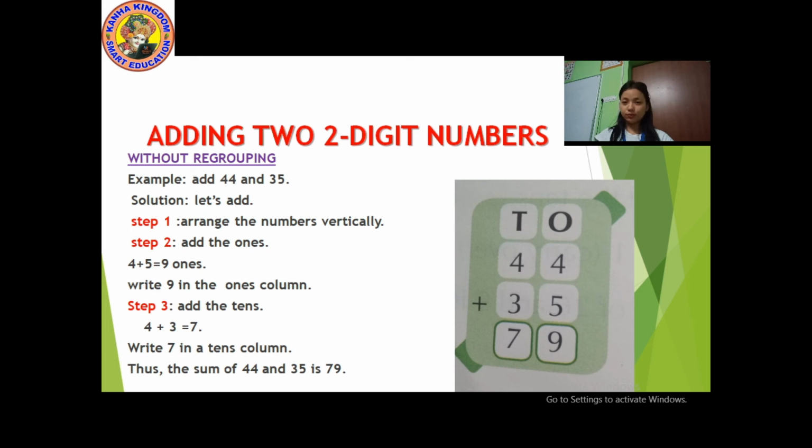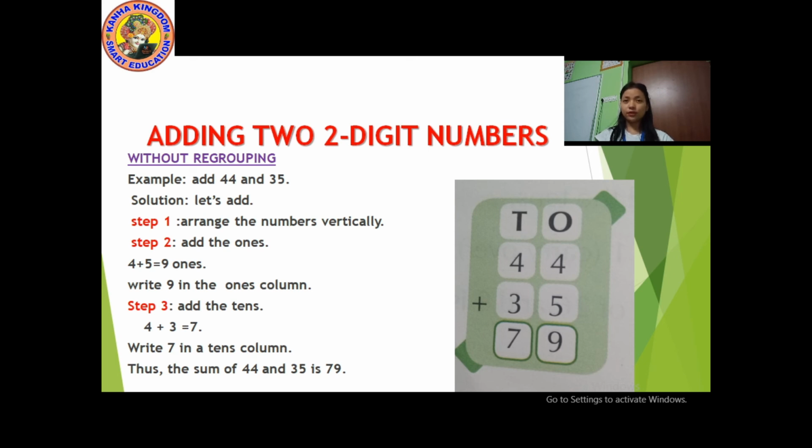And step 2, add the ones. Now we are going to add the ones. In the number 44, 4 is the digit which is in the ones place. In 35, 5 is a digit which is in the ones place. So we add 4 and 5. While adding 4 and 5, we got 9 ones, because we are adding the ones. However the answer comes, we have to write the answer in the ones place, because we are adding the ones, right? So we write 9 in the ones column.